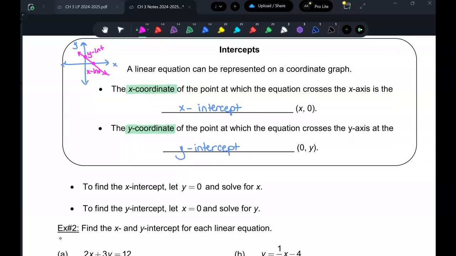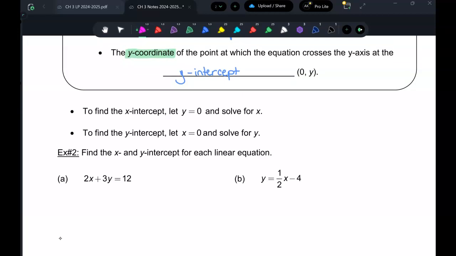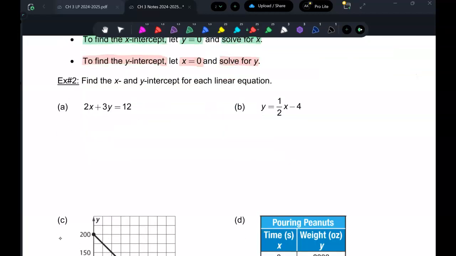Okay, so now most lines will have an x-intercept and a y-intercept. The only time they don't is if you have a line that goes straight across, this would have a y-intercept but not an x-intercept, or if you had one going straight up and down. But for the most part, when we do ours, it's going to have an x and a y-intercept. Okay, so to find the x-intercept, we are going to make y equal to 0, and then we're going to solve for x. And then to find the y-intercept, we're going to make x equal 0 and solve for y.